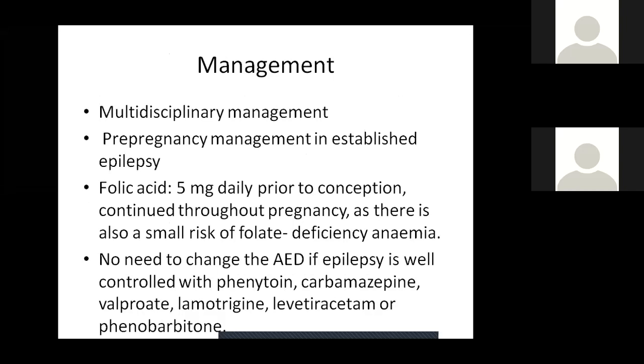So, as we discussed, neural tube defects are commonly seen in patients taking anti-epileptic drugs, because these drugs mostly have anti-folate activity and lead to folate deficiency in the fetus. Therefore, these women should be given 5 milligrams of folic acid prior to conception, and this should be continued after conception throughout the pregnancy, as there is also a small risk of folate deficiency anemia. Then there is no need to change the anti-epileptic drug if the epilepsy is well controlled with phenytoin, carbamazepine, valproate, lamotrigine, and phenobarbital.